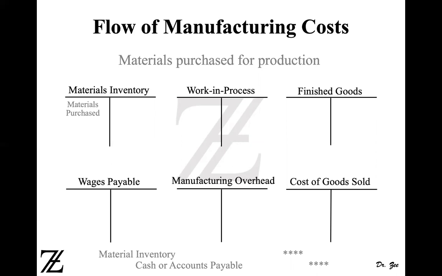So this works completely opposite to your asset accounts, right? Liability increases, you credit. Liability decreases, you debit. So in this case, your liability is increasing. You have to pay in future. So your accounts payable will be credited. So this is for materials purchased for production.